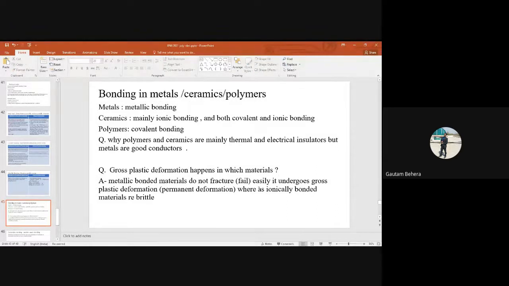So here I have written ionic bonded materials, like in the case of ceramics, they are brittle. But metallic bonded materials, metals and alloys, undergo plastic deformation. Gross means to a large extent.